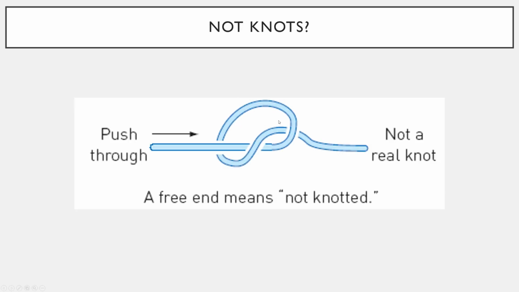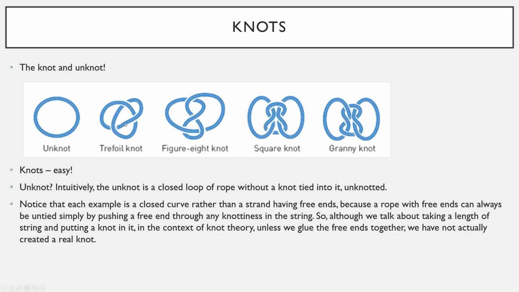Like if you look at this, this is just not a knot. It's not knotted. You might think, oh, there's a knot there, but you could just push this through and undo it to get your string back. Whereas in these examples here, there's nothing to push through. It's a closed loop here.